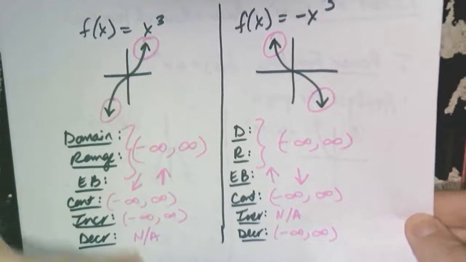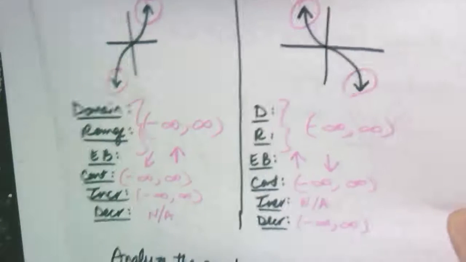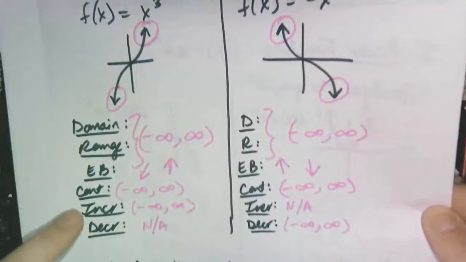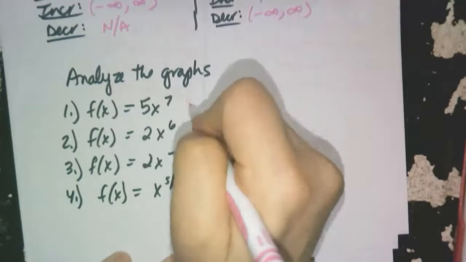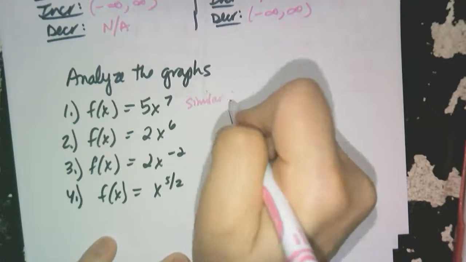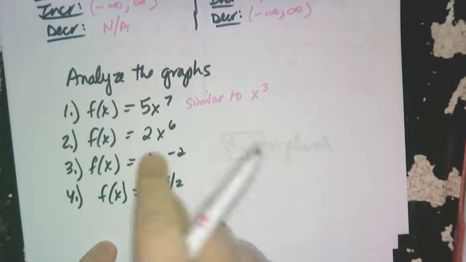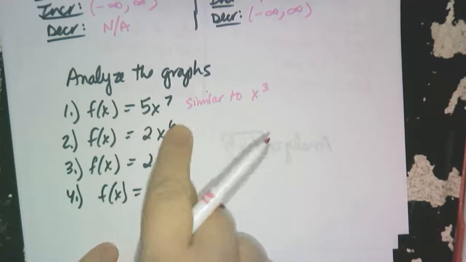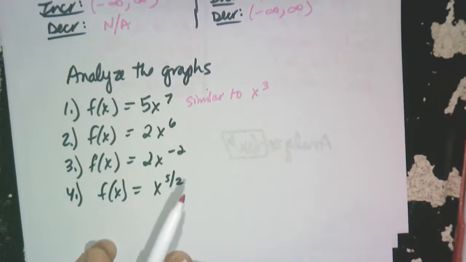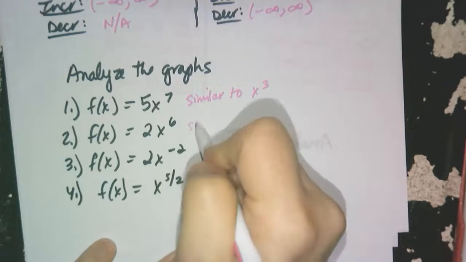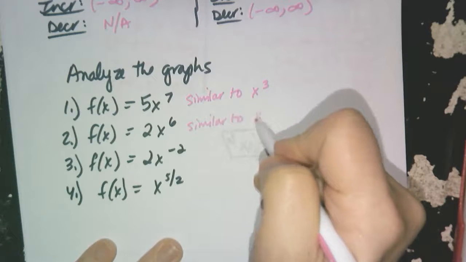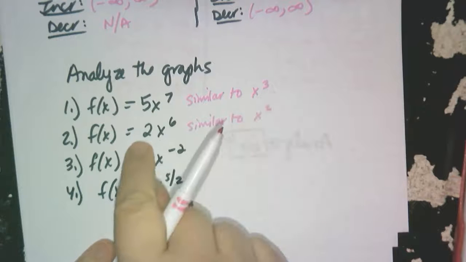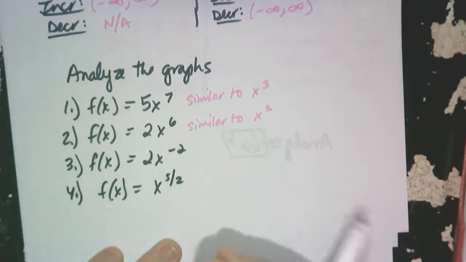It's similar to x cubed. It doesn't matter what the middles look like. All the domain, the range, and behavior, the continuity, the increasing, the degree, don't worry about that. It's all going to be pretty much the same. So it's similar to the x cubed. What about this one? 2x to the 6th. What's that one similar to? X squared, okay? The only time it would change would be if it would have a negative. Then you would go to the negative one, okay?